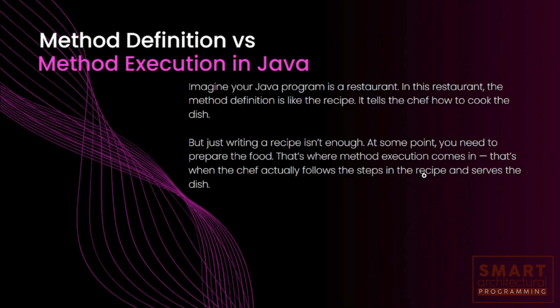At the same time, we need to understand what method execution is. Imagine you're in a restaurant and you have the recipe cards, but that isn't enough for the restaurant to function. At some point, you need to prepare the food, actually cook it. That's where method execution comes in. We have recipe cards as method definition, which say how to do, what to do, and when to do. Method execution is just doing that process practically. It's when the chef actually follows the steps on the recipe card, and his team follows those steps and serves the full course meal. So that is what method definition and method execution are, generally speaking.